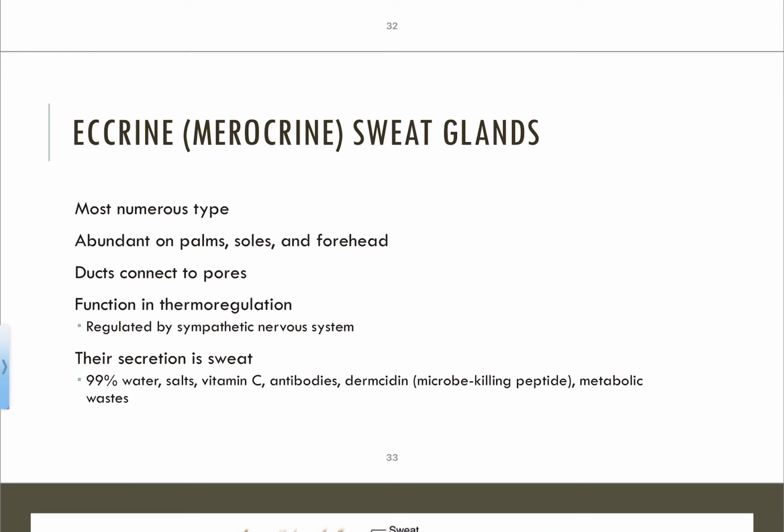And what do they secrete? They secrete sweat. The bulk of sweat, so 99% of sweat, is water. We do have some salts in there, mostly sodium chloride, as well as some vitamin C, antibodies, dermacidin, which is just a microbe-killing protein or a peptide, as well as metabolic waste such as urea and ammonia. Another thing to talk about when we talk about sweat in our skin is that it's also slightly acidic, has a pH between 4 and 6.